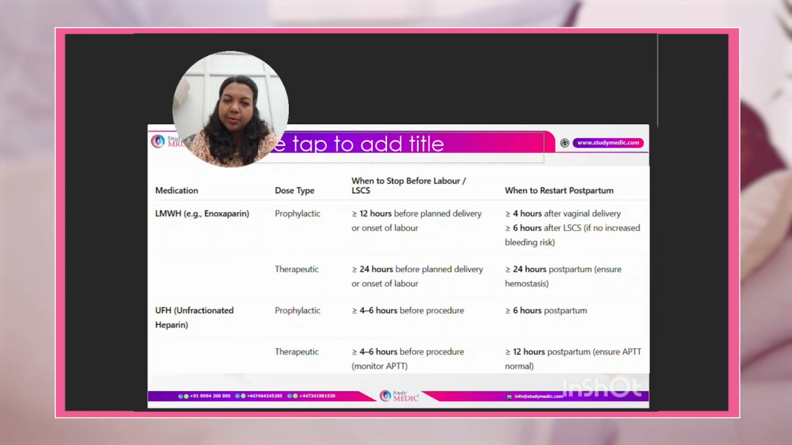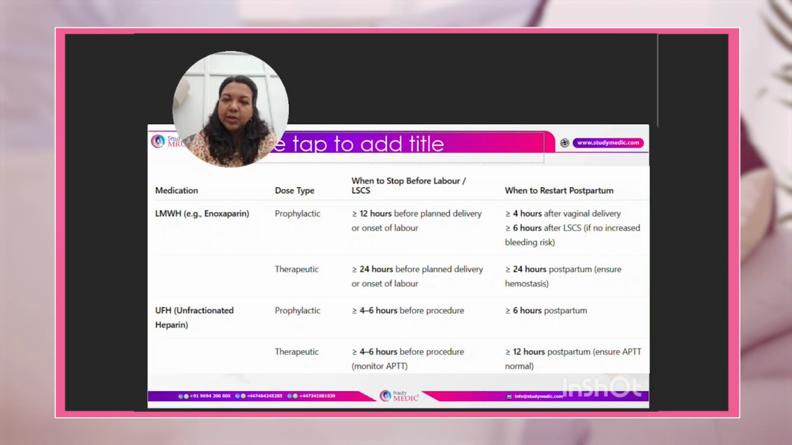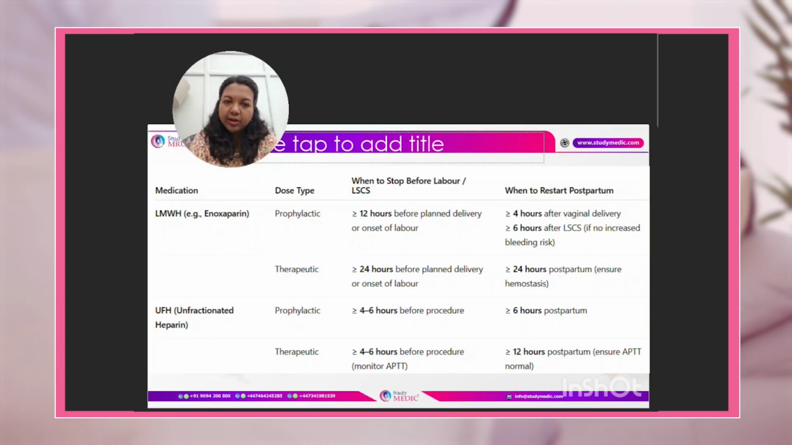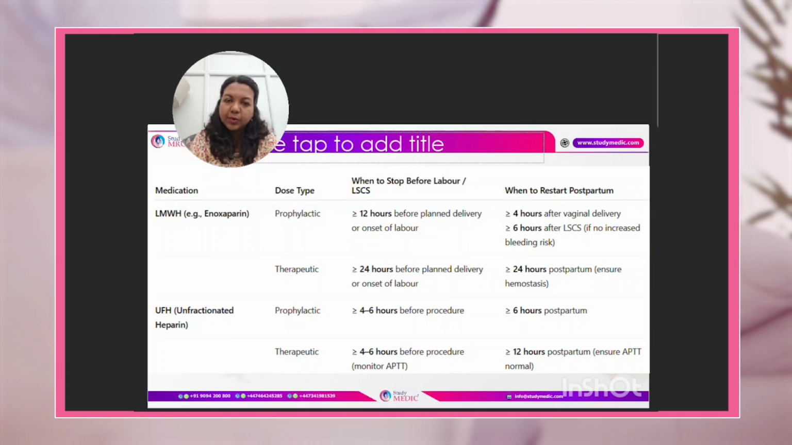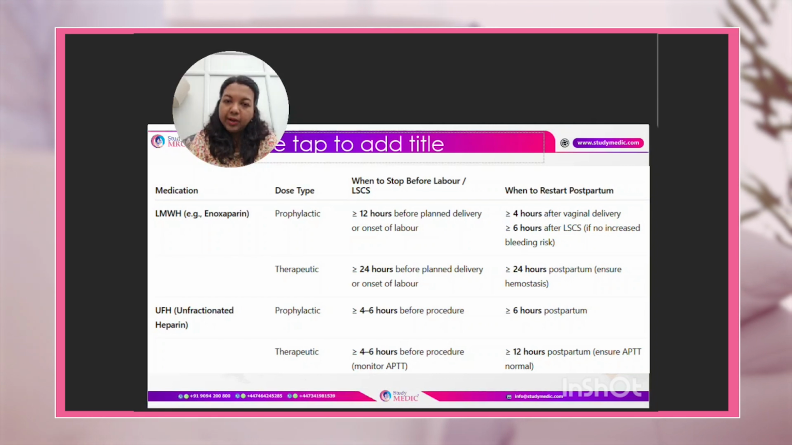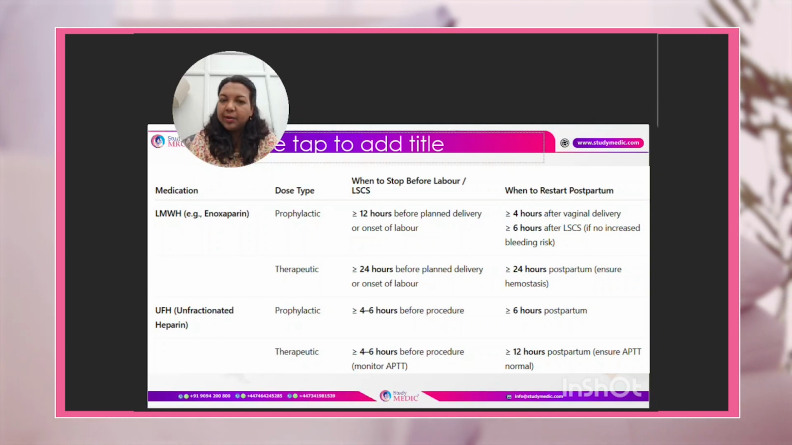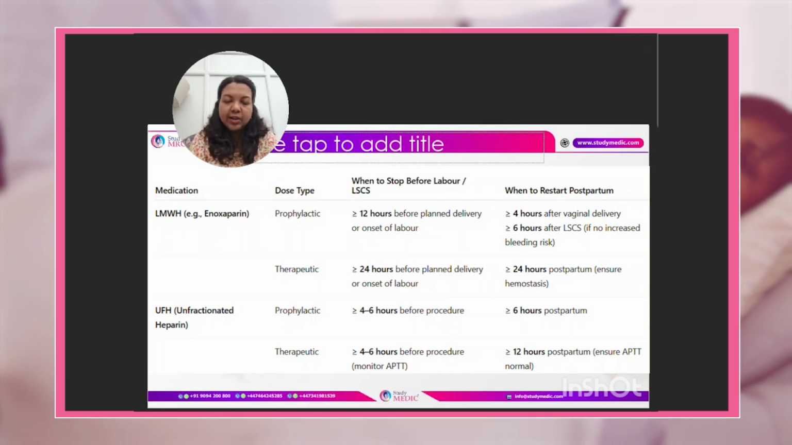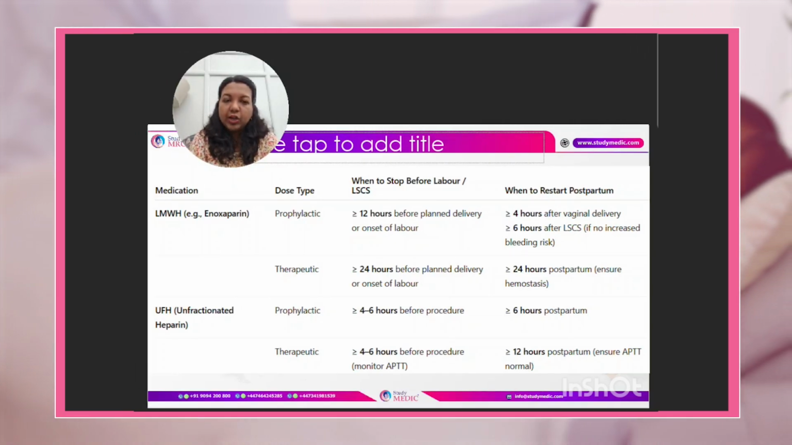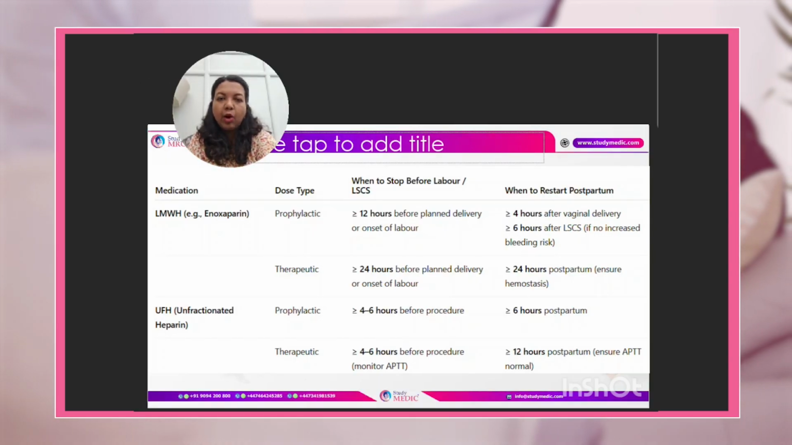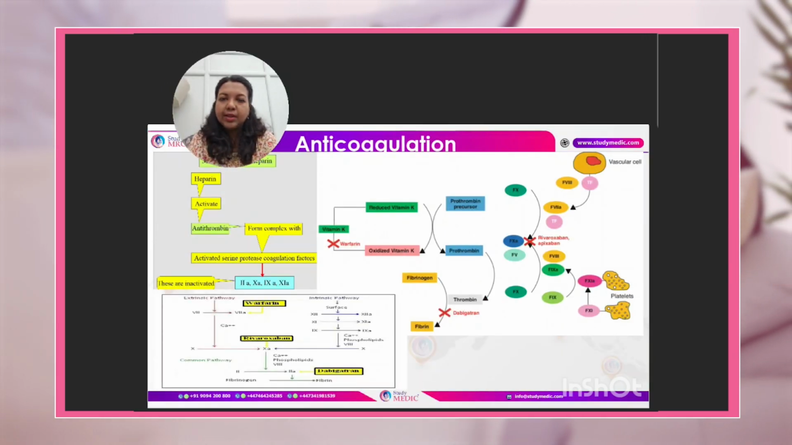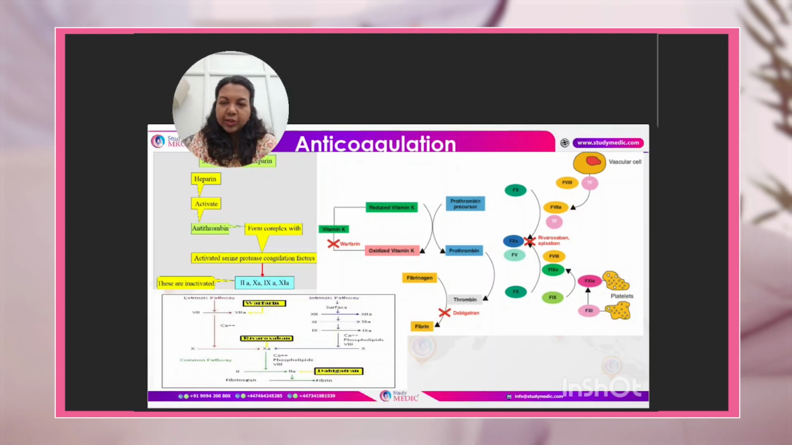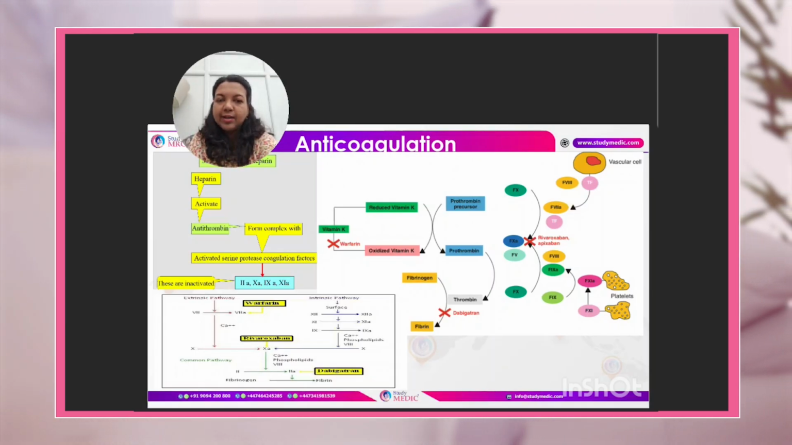Unfractionated heparin, if it is a prophylactic dose, needs to be stopped at least 6 hours prior to the delivery and can be started 6 hours postpartum. If it is a therapeutic dose, it is to be stopped at least 6 to 12 hours before the procedure and can be restarted 12 hours after the procedure, ensuring the APTT is maintained within the normal range. So this will give you a better idea about the mechanism of action, at what levels each anticoagulant is acting on.